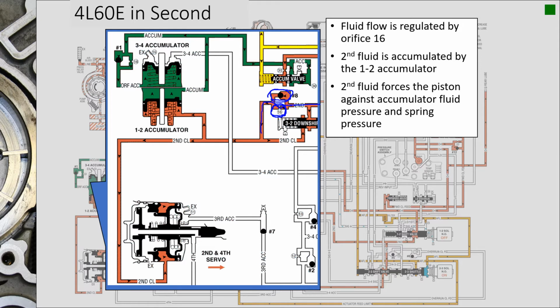And that fluid that's entering that circuit afterward is going to be directed over to the accumulator. You can see I've got springs on the line pressure side, and then I've got accumulator pressure on the other side of the accumulator piston. Now I'll tell you this, what confuses people a lot when they're looking at this: it almost looks like the 3-4 accumulator side and the 1-2 accumulator side are sharing the same fluid cavity.